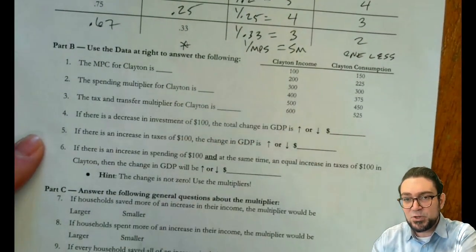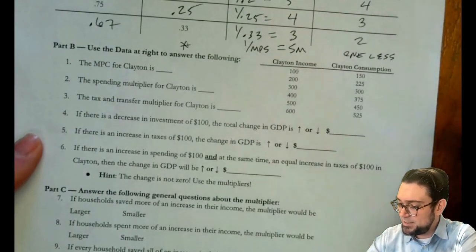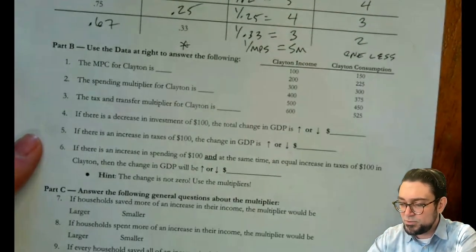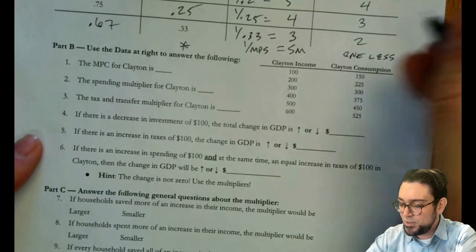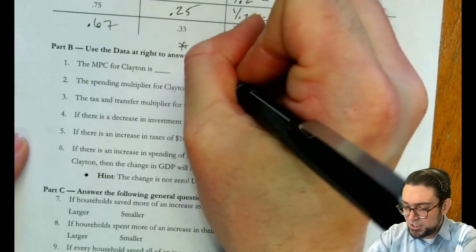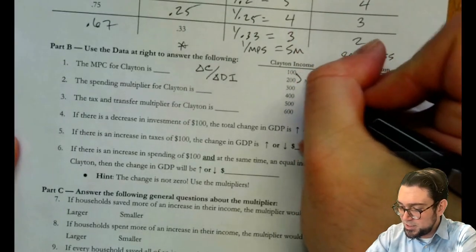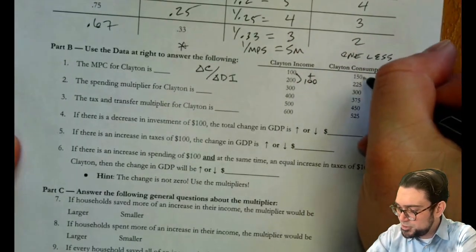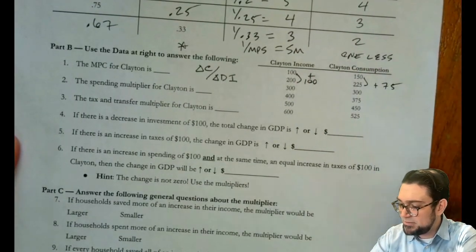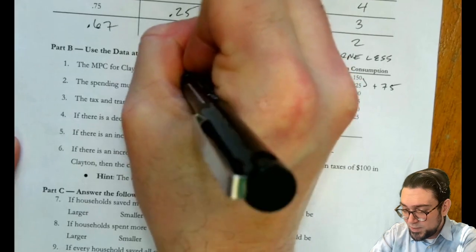Part B says the MPC for Clayton is blank. So we're given this data table. And in fact, we could choose any pair of rows. We could even do the first and the last row if we wanted to. To do the MPC, it's your change in consumption divided by your change in disposable income. So let's see. Our change in income was 100. And our change in consumption was 75. So 75 over 100 is 0.75.